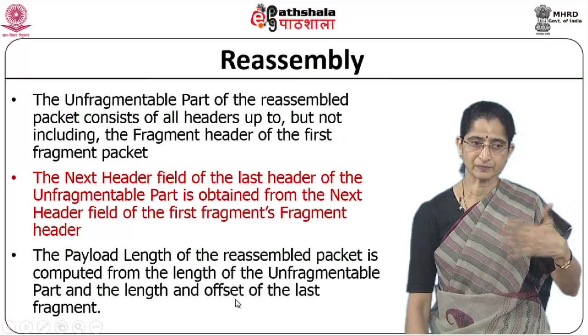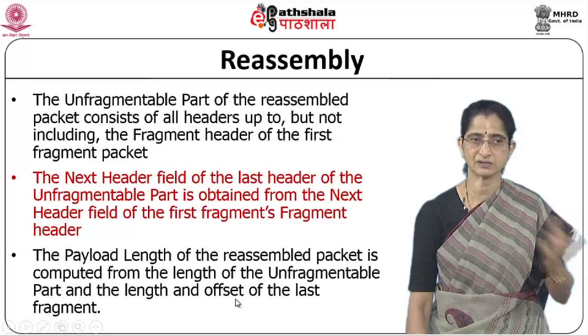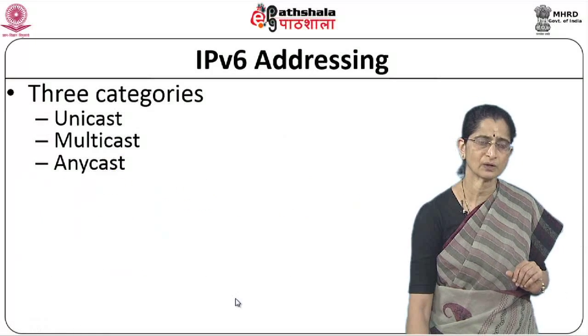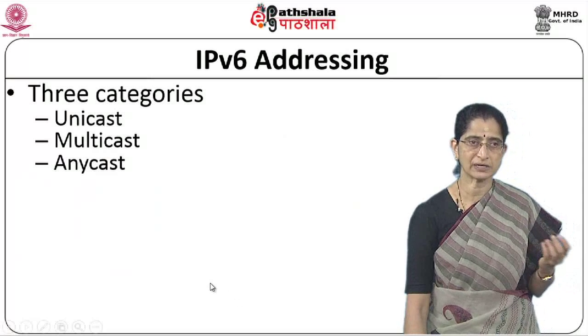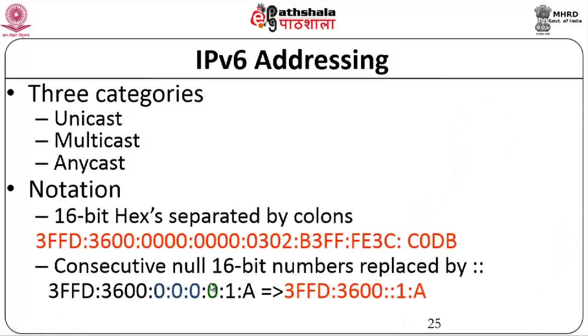So this gives us an idea of how the reassembly is done in an efficient manner, okay. Now coming to the V6 addressing mechanism, there are three categories. We talk about unicast, multicast and anycast. The notation, as we said earlier, is 16-bit hex separated by colons given like this, and whenever we have consecutive zeros, it can be replaced by a double colon, okay, as shown over here. Okay, this is the notation.